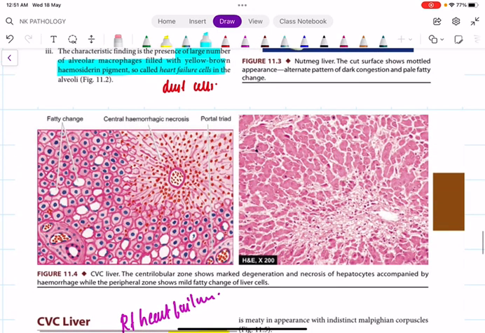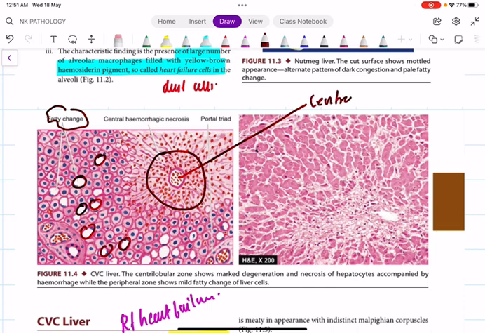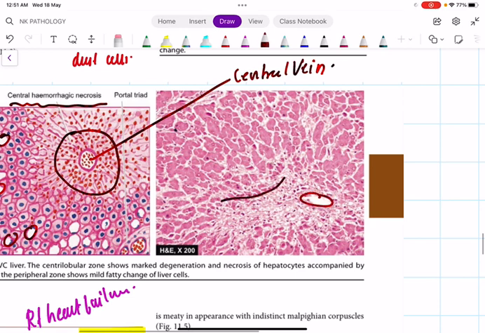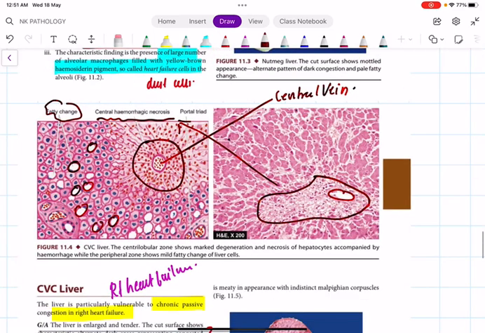Let us appreciate these structures here. As you can see in this picture, the non-stained white lumens are the fat. That is the fatty change. You can see the central hemorrhagic necrosis. This is the central vein. You can see hemorrhage around the central vein. That is central hemorrhagic necrosis. Let me appreciate this in this picture. This is the central vein, and what you are seeing now is the central hemorrhagic necrosis.